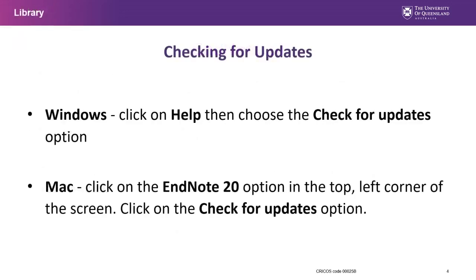You can check for updates in EndNote 20 in Windows by clicking on the Help menu in EndNote, then choosing the Check for Updates option. On a Mac, you need to go into the EndNote 20 menu at the top left-hand corner and go to Check for Updates there.